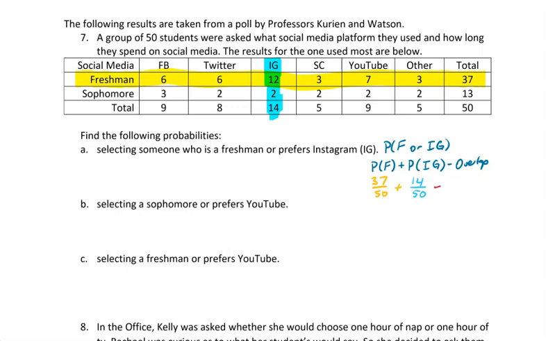Minus, is there any overlap? Yes. The 12 right there was both in the freshman row and the Instagram column. There's 12 people who are freshmen that said Instagram. Those 12 are both. So that's the ones that we counted twice, so we have to subtract those out. So if we do that, we're going to end up with 39 out of 50.